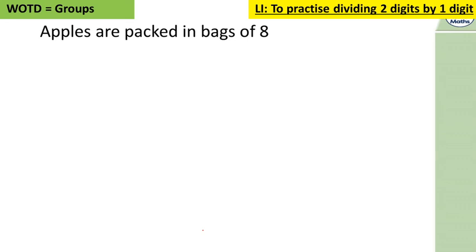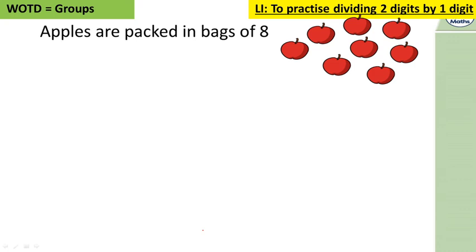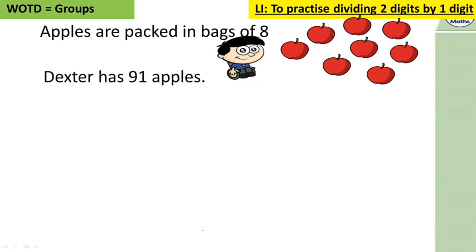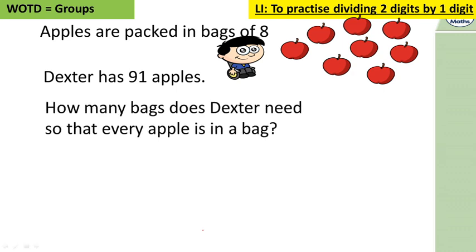Okay, so we've got some word problems here. So it's exactly the same skill, just picking out the numbers from the sentences. Apples are packed in bags of 8. There we go, we have 8 apples. Dexter has 91 apples. How many bags does Dexter need so that every apple is in a bag?